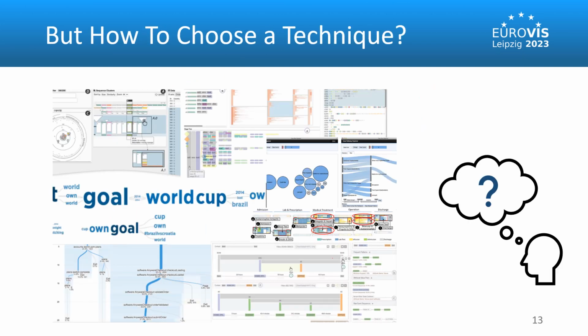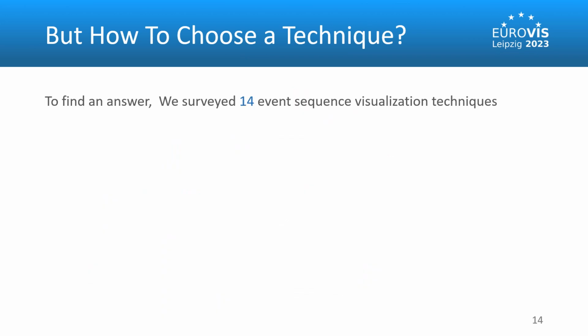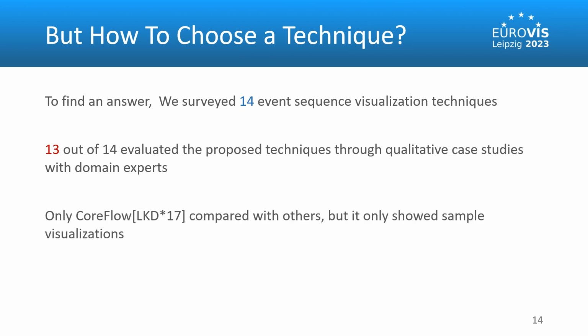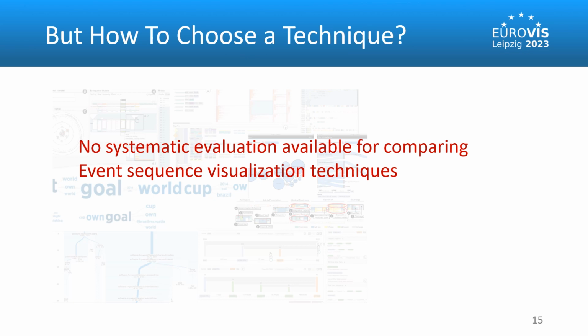Now, the question arises, which technique is best suited for our needs? To find an answer, we surveyed 14 event sequence visualization techniques published over the past 8 years. 13 out of 14 evaluated the proposed techniques through qualitative case studies with domain experts. While case studies show validity of work, they lack objective comparison between techniques. Only CoreFlow compared with other techniques, but it only showed sample visualizations. To date, there has been no systematic evaluation available to compare event sequence visualization techniques.